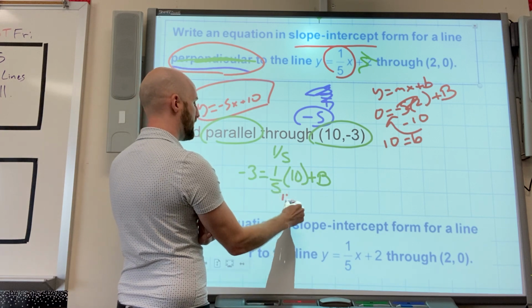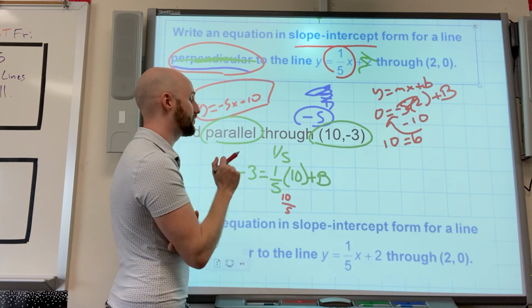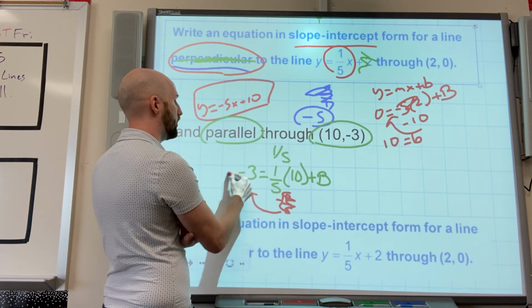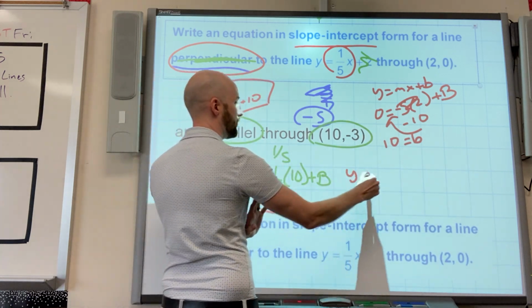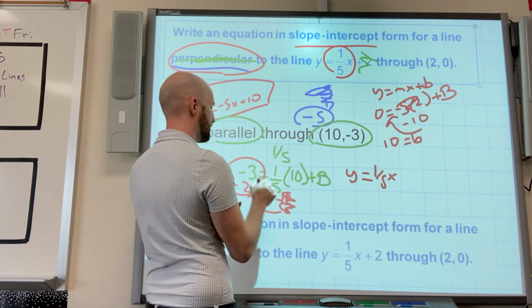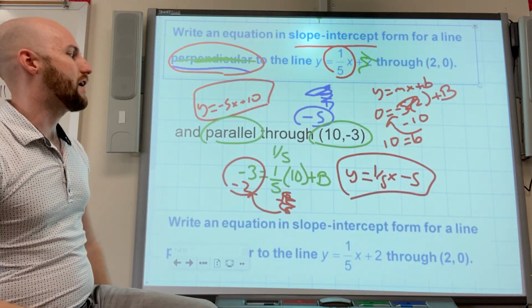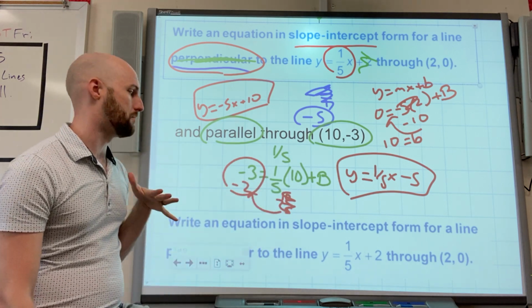Top times top is 10. 5 times 1 on the bottom is 5. I'm actually extremely excited that that divides to the number 2. So I subtract it over, it gets -5 pretty quickly. So y equals the parallel slope that was the same with this -5 that I found. Okay, so again, fractions aren't always scary if they clean up, but if they don't, it gets a little messy.